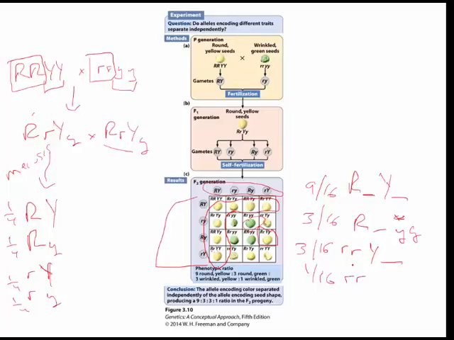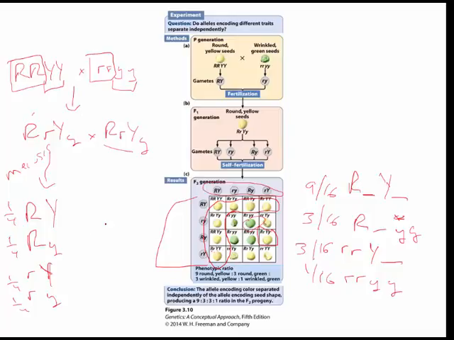Sorry, wrinkled, big Y is yellow, and little y is green. And so you get those. So that's where you get the 9 to 3 to 3 to 1 ratio. Looking up, you can do your Punnett square, and here's your phenotypes down here.